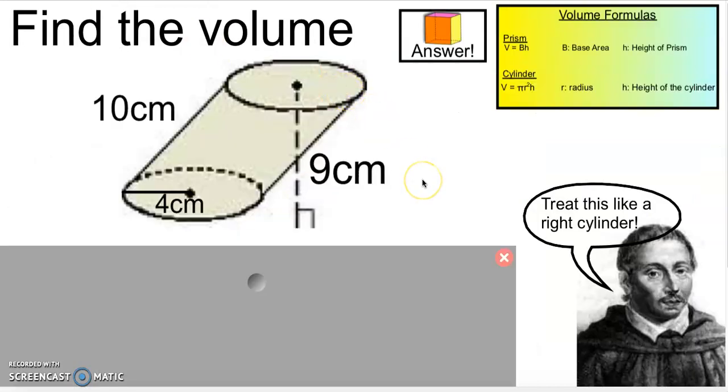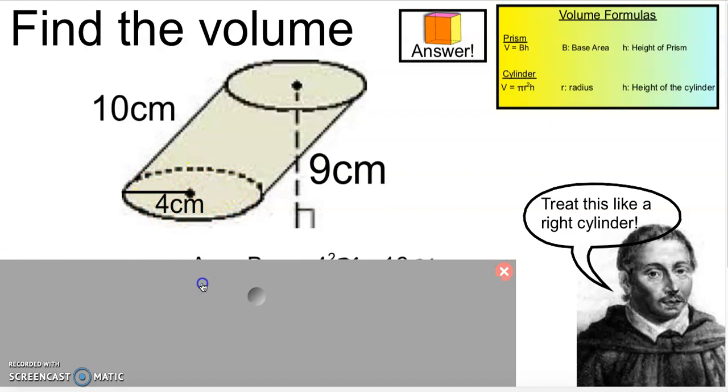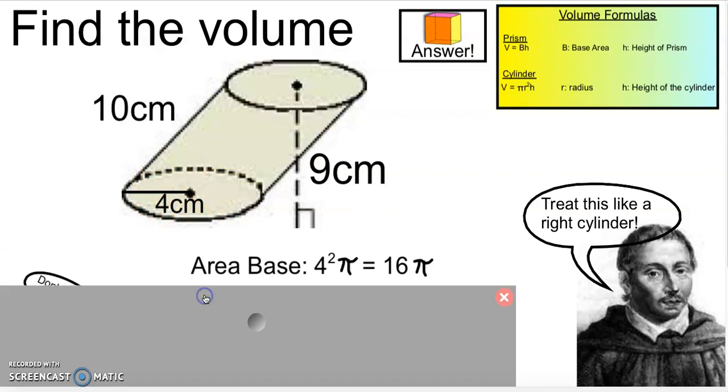So in this case here, I want to find the volume of this tilty solid. Same deal with volume: I find the area of my base first. So I have 4 centimeters as a radius here. So 4 squared is going to be 16. Okay, so the area of my base here is going to be 16 pi centimeters squared. And then when I try to figure out the volume, I've got two choices.